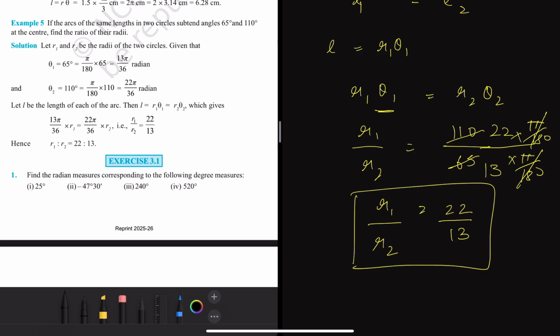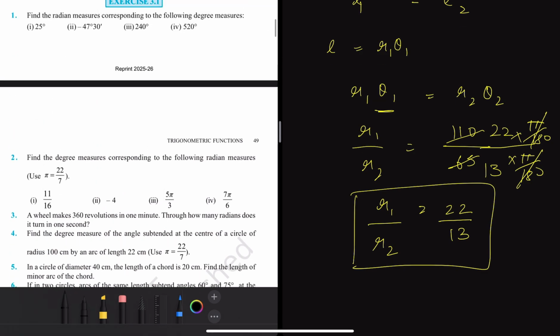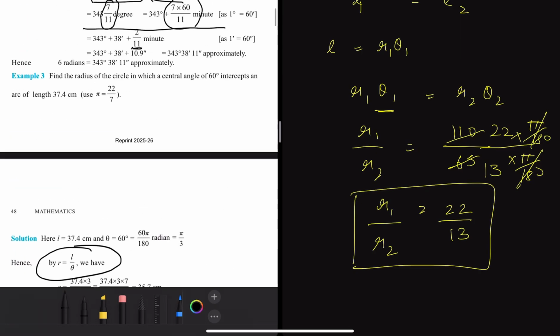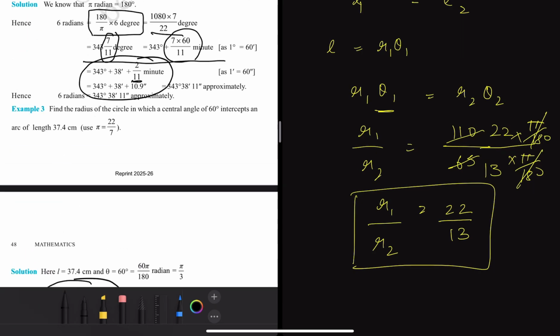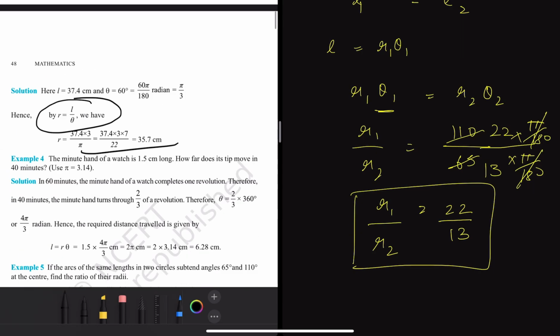Okay, so moving forward we will solve exercise 1.1 and then in detail we will understand how to convert the decimals into minutes and degrees.